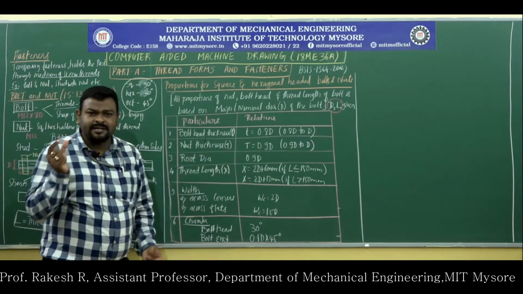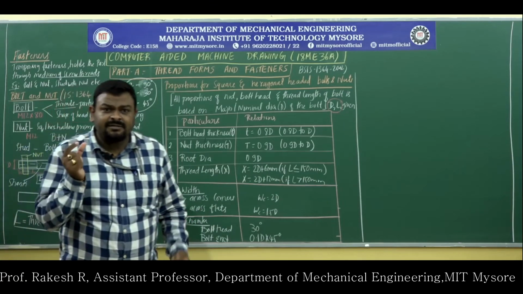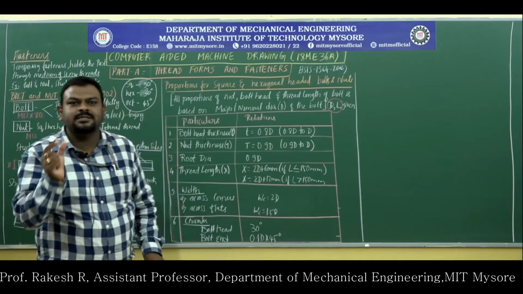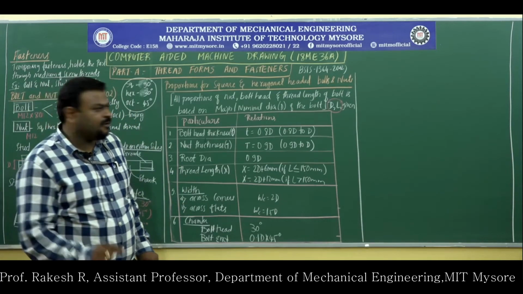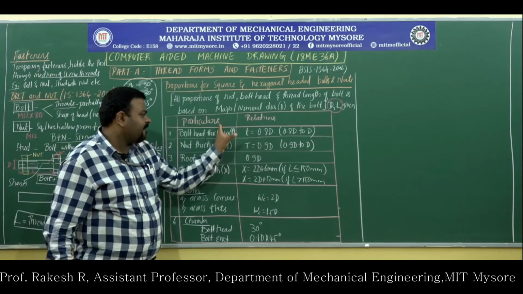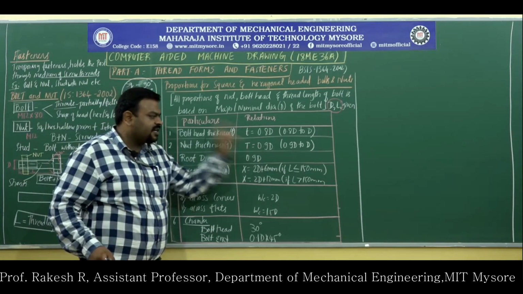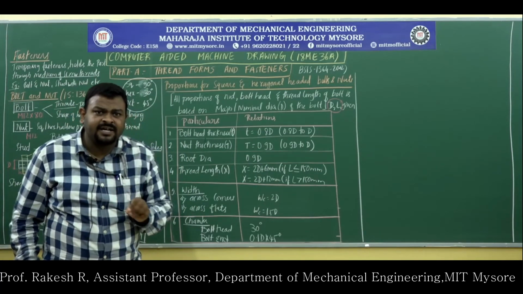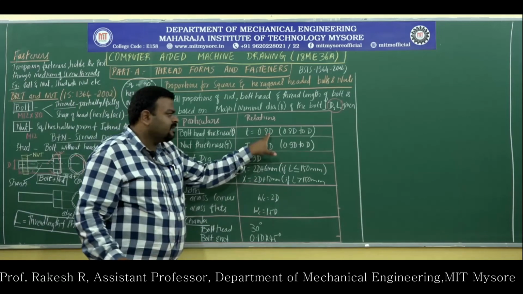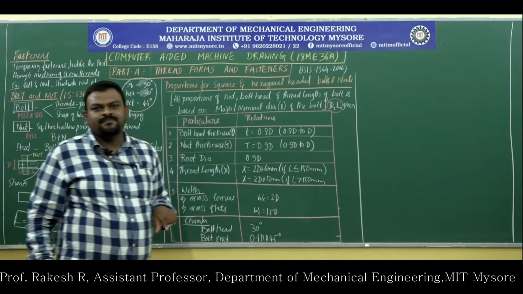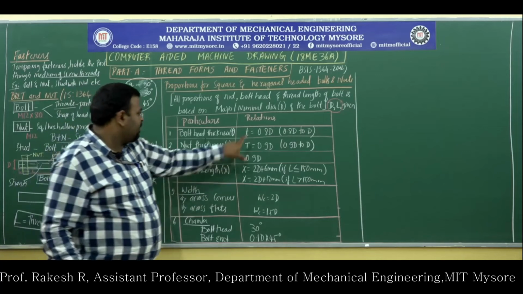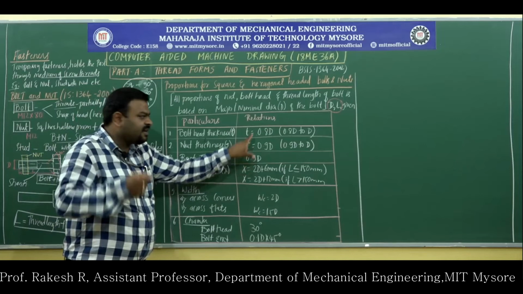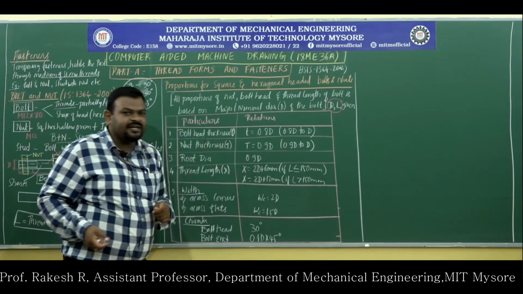Then nut thickness. What is the thickness of the nut? Always remember, the thickness of the nut should be slightly greater than the thickness of the head of the bolt. So if you are using 0.8 D for the bolt head, increase some thickness for the nut. It is 0.9 D. If you are using a lock nut, that should be less than the bolt head thickness. Nut thickness should be more than head. Remember that.